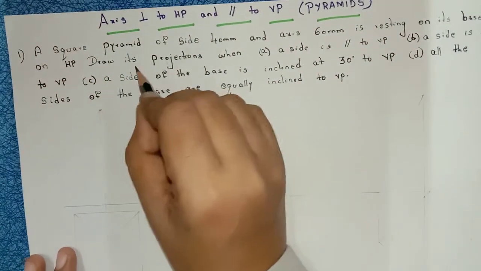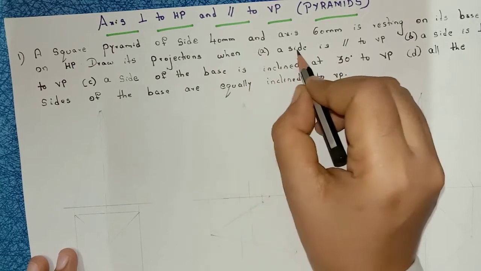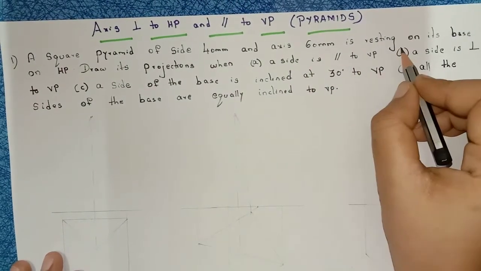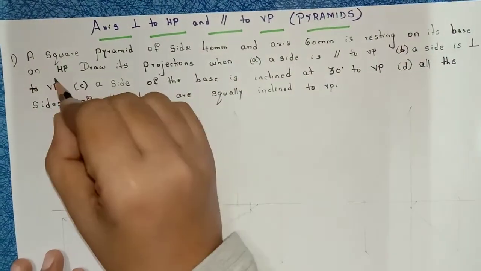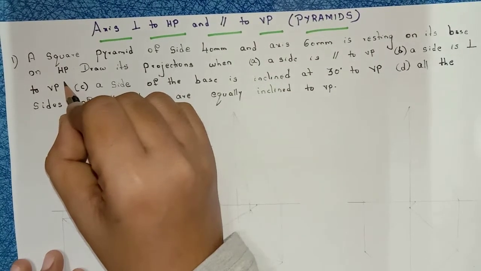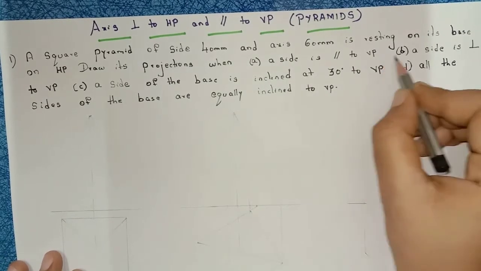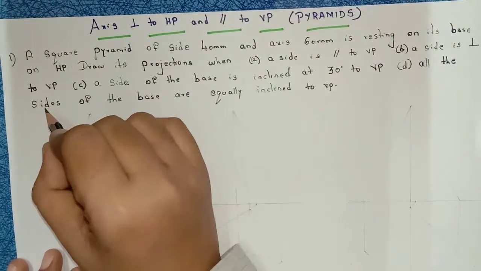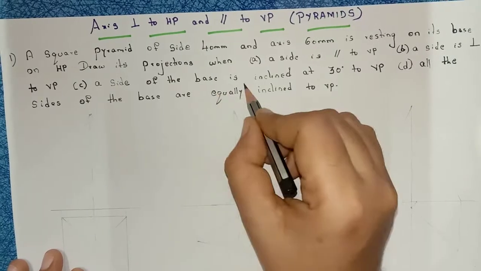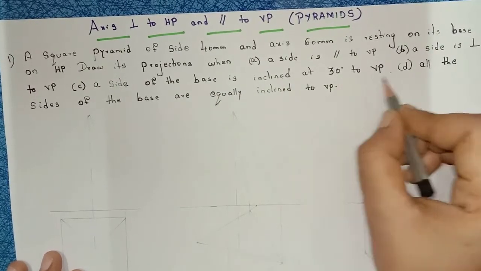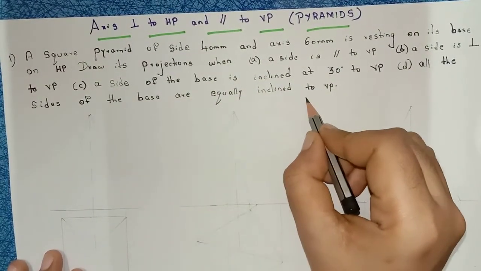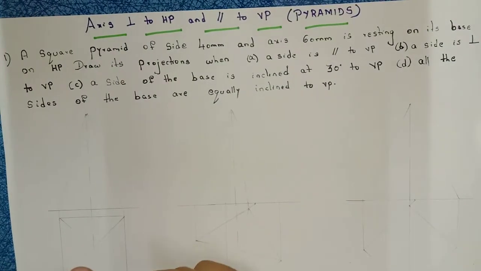A square pyramid of side 40 mm and axis 60 mm is resting on its base on HP. Draw its projections when a side is parallel to VP, a side is perpendicular to VP, a side of the base is inclined at 30 degrees to VP, all the sides of the base are equally inclined to VP. So this is the question.